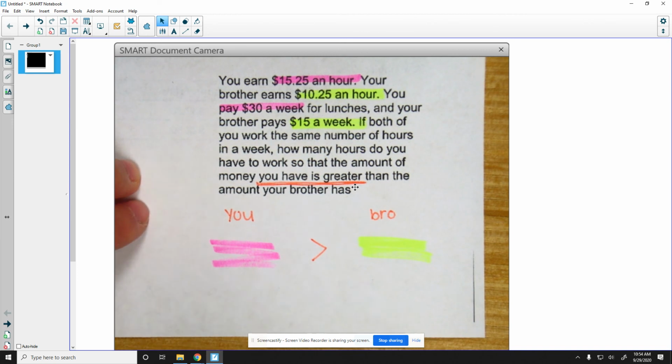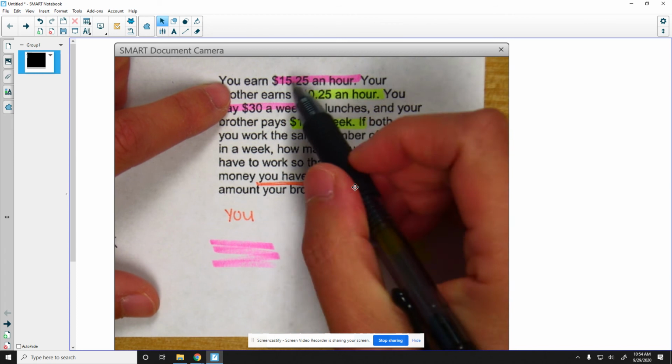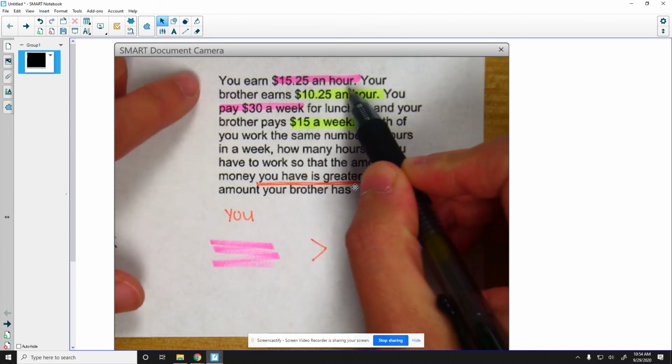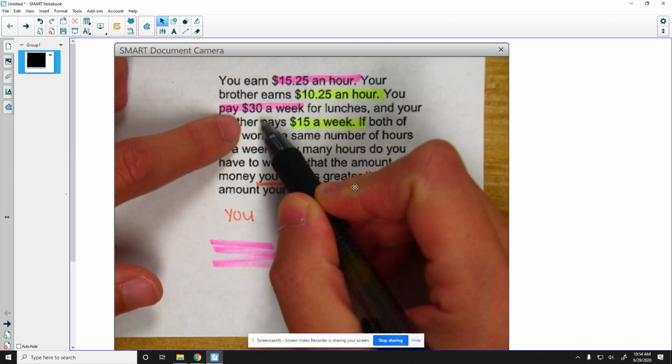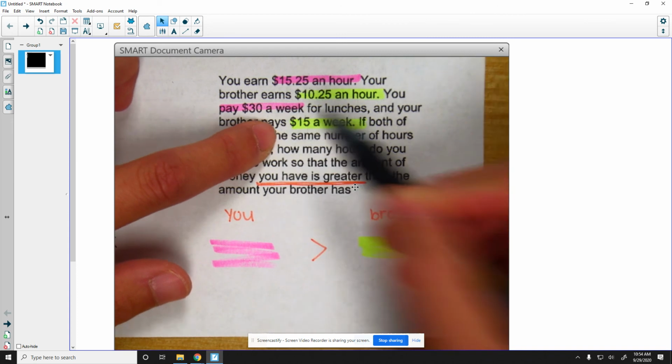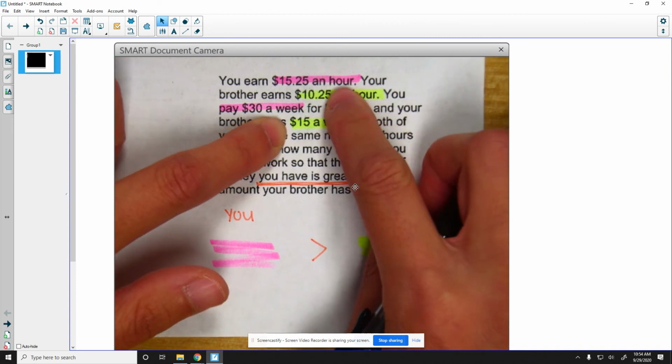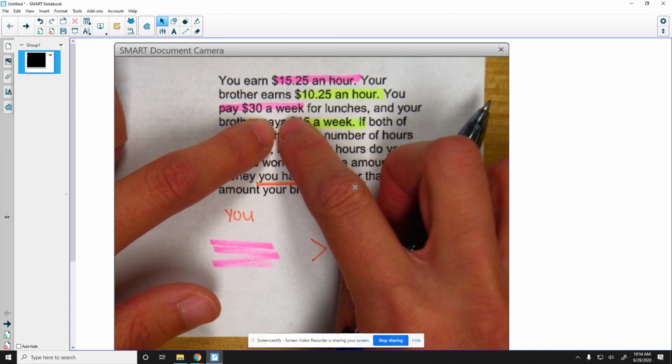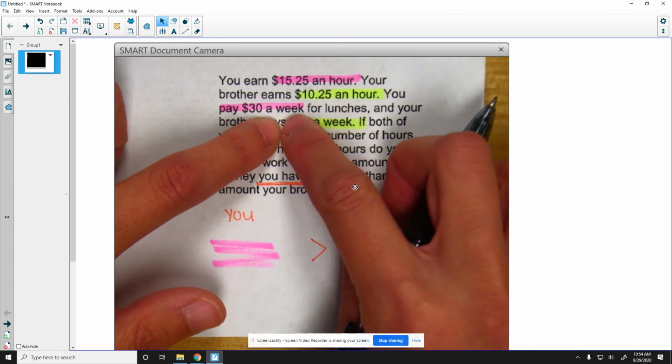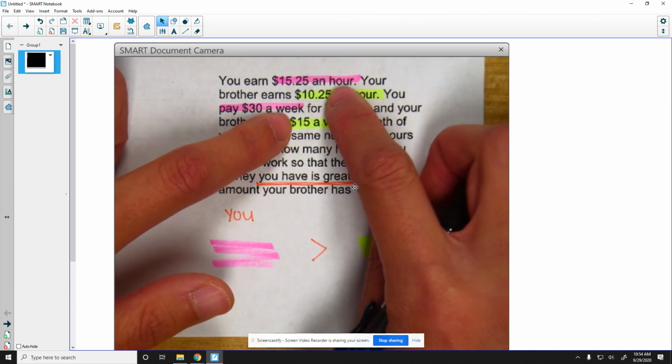Okay, this one is super tricky. You earn $15.25 an hour. How many hours? I don't know. But you pay $30 a week. How many weeks? I don't know. So this is one of those things where you're like, well, is this an X or is this an X? Because this is an hour. This is a week. But only one of them can have an X.